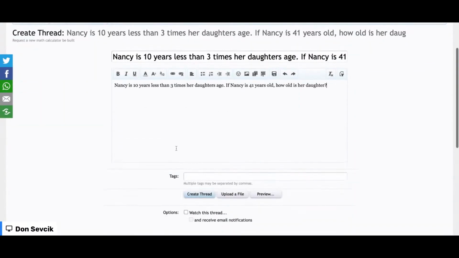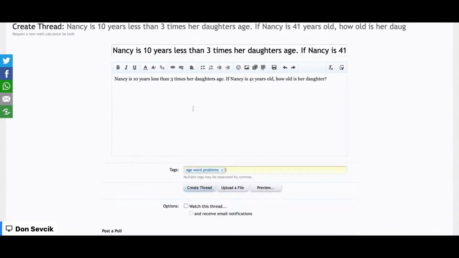This is an age word problem. So we've got Nancy's 10 years less than 3 times her daughter's age. If Nancy's 41 years old, how old is her daughter? As we always do with these, we're going to declare some variables. Let Nancy's age be n. Let her daughter's age be d.